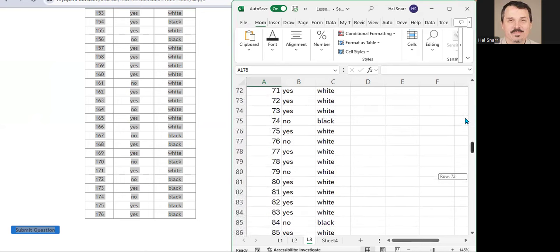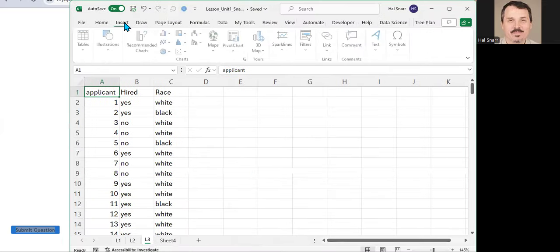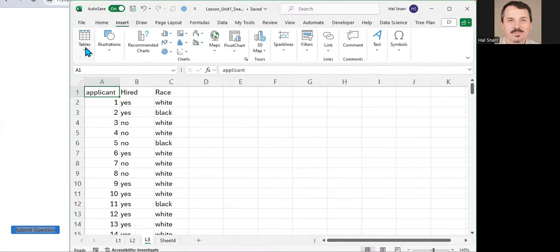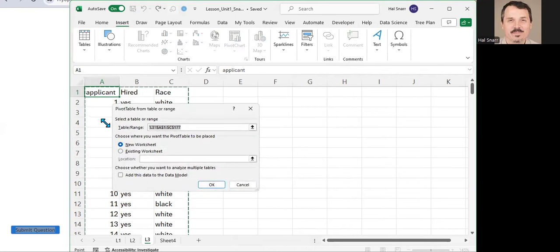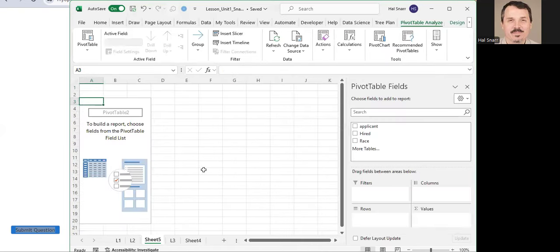Okay, so now we've got to create the pivot table. So I'm going to go up here to insert. I'm going to click on tables. I'm going to click on pivot table. Excel automatically recognizes that these 3 columns are going to be the data that feeds this pivot table. And I'm going to put the pivot table in a new worksheet. I'm going to hit OK, right?